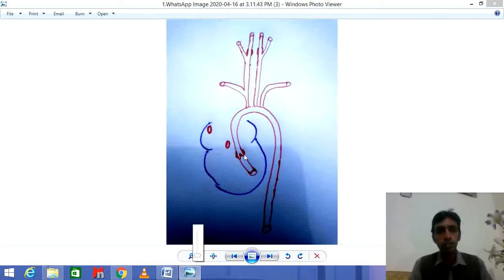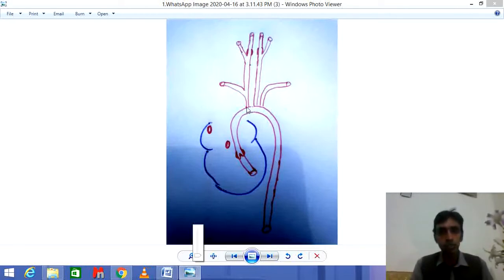You can also see here the aortic wall, made up of three flaps. These two are nodes: this is the SA node and this is the AV node. This is the ascending aorta, this is the aortic arch, and this is the descending aorta.